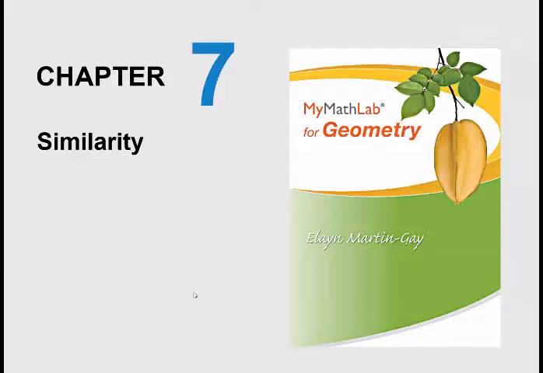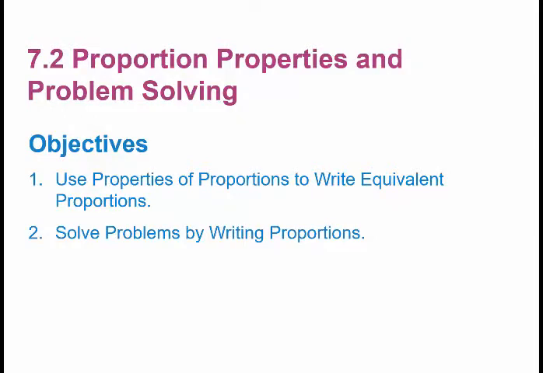Hi class, we continue our study in chapter 7 talking about similarity by moving into section 7.2, proportion, properties, and problem solving. In the first part of this lecture we'll introduce some properties. Our first objective is to use properties of proportion to write equivalent proportions, so just basically rewriting proportions. The second thing we want to do is problem solving: we want to solve problems by writing proportions of some type.